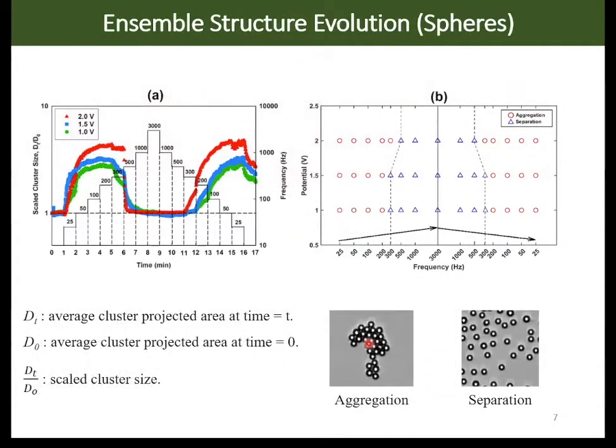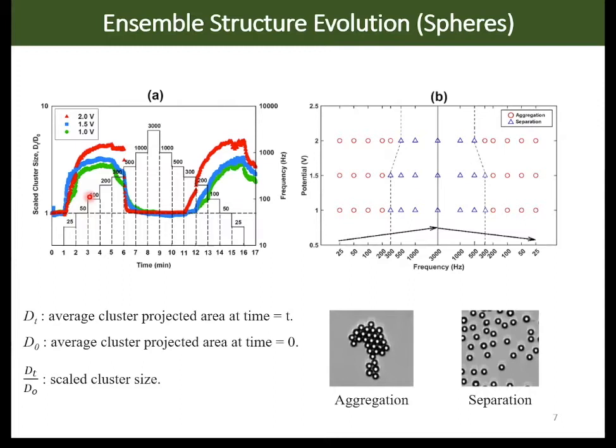Here are the results for spherical particles. Figure A shows how the scaled cluster size changes over time. The scaled cluster size was defined as the quotient of the dynamic average cluster projected area and the initial average cluster projected area. The scaled cluster size was measured to determine whether particles aggregated or separated at a given electric field condition. The slope of the dynamic cluster size is an indicator of this behavior, which results from the net electrokinetic mediated hydrodynamic force felt by individual particles in the ensemble.